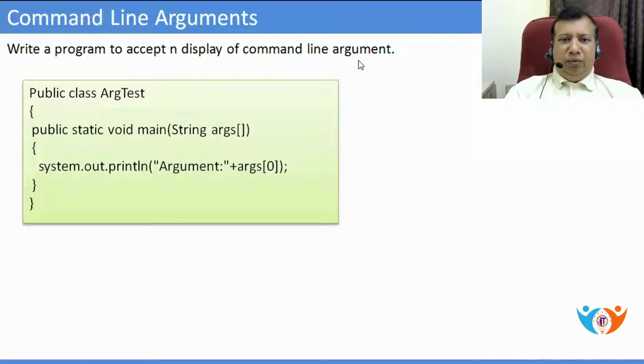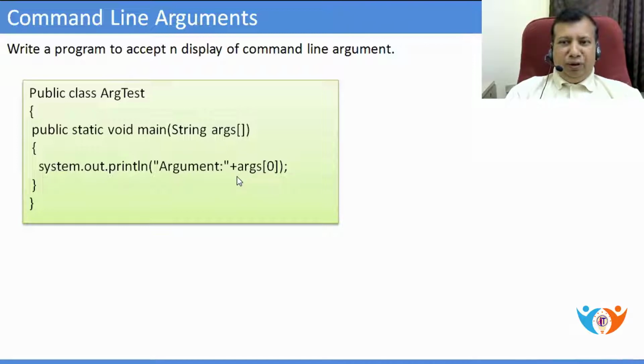Here we are expecting only one argument. So if one argument is passed, its index will be 0 because array index starts from 0. How to display it? What is expected is to accept and display. So here we are assuming that one argument is passed successfully and we are directly going to display it. System.out.println, and here "argument " plus args[0]. Here I'm using the plus operator for concatenation.